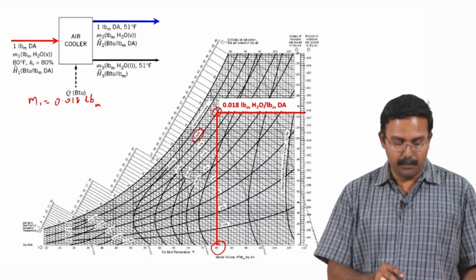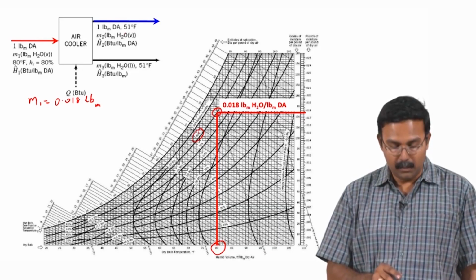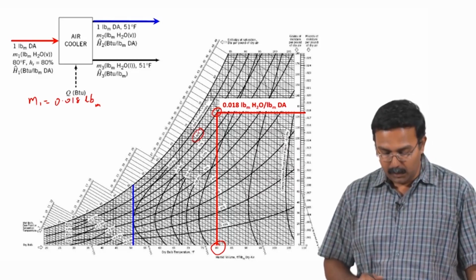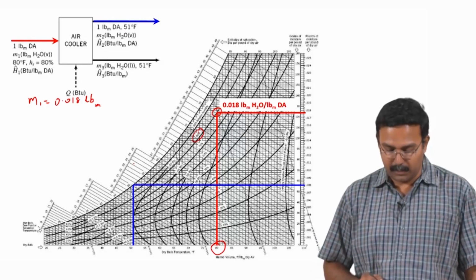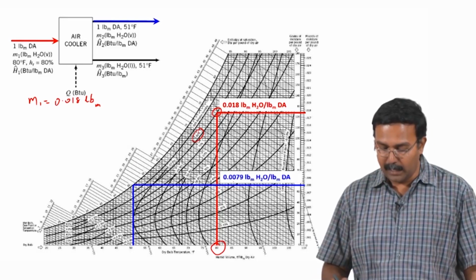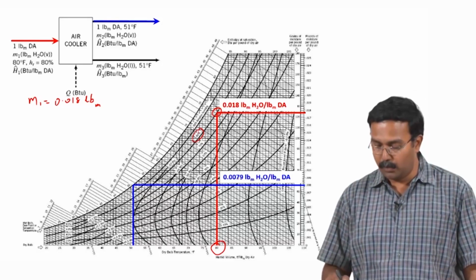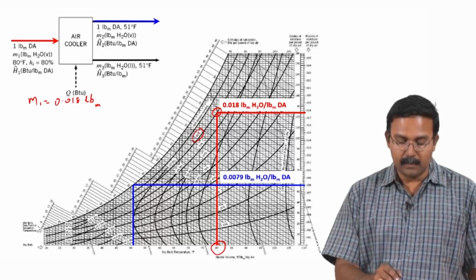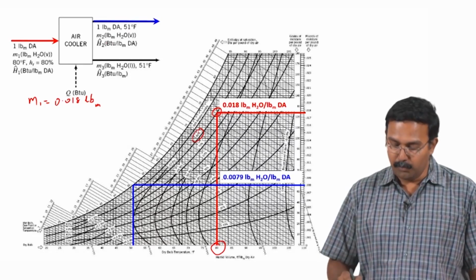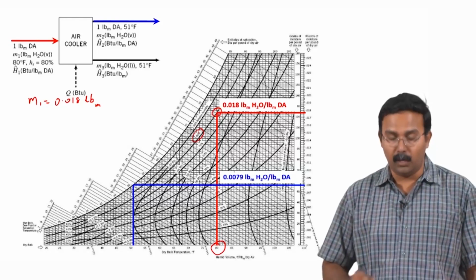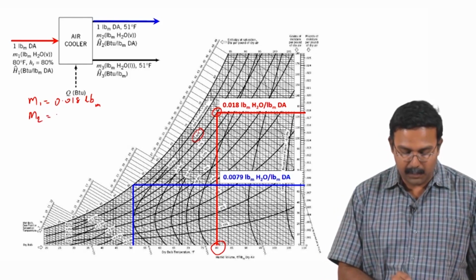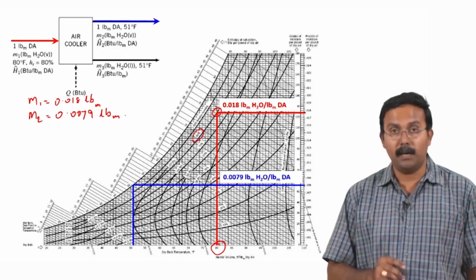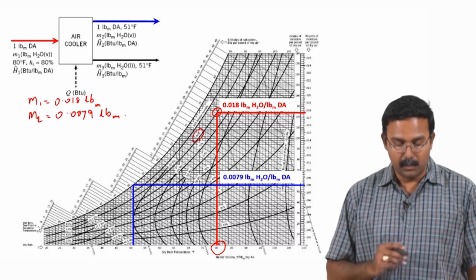Again we have information about the exit stream here. 51° Fahrenheit, and as I said this should be at saturation. So we go all the way to the 100% saturation curve and identify the absolute humidity as 0.0079 pounds of water per pound of dry air. So that would mean you have 1 pound of dry air leaving, which means 0.0079 pounds of water is accompanying this, implying M2 equals 0.0079 pound mass, which is the mass of water vapor leaving with the dry air.